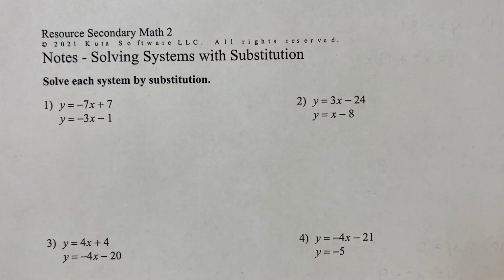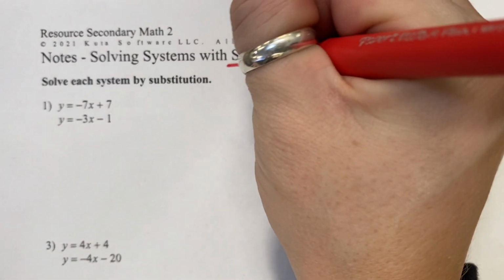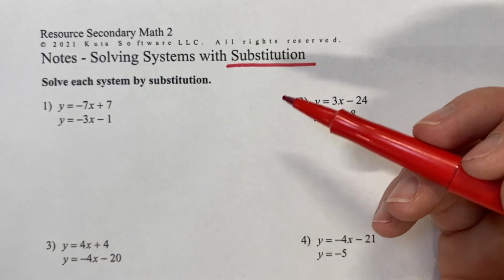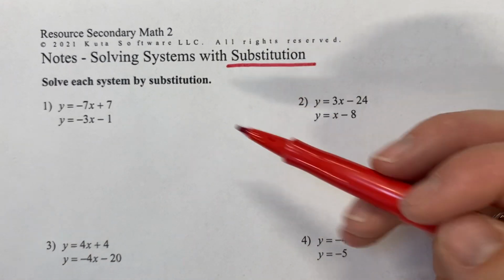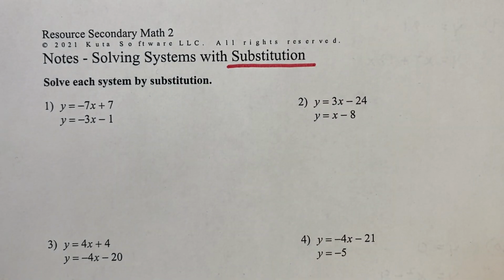Alrighty, we are talking about solving systems of equations using the substitution method. When we're talking about substitution, think of it literally like if your teacher is gone and someone comes to replace them. That's literally what this method is talking about.